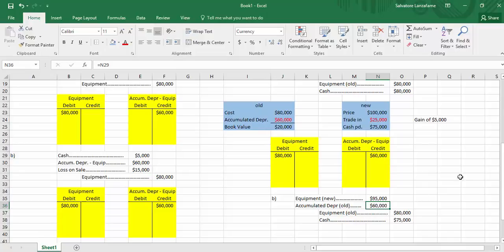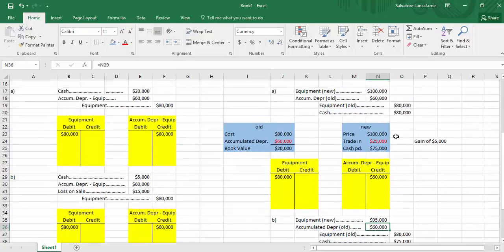So you might be thinking, hey, what happened to the gain? I thought we had a gain of 5. Well, if you remember, when we had no gain, the equipment went on the books at 100. But now because we had a gain, that gain gets deducted from the value of the new equipment. So going forward, we only get to write off 95.